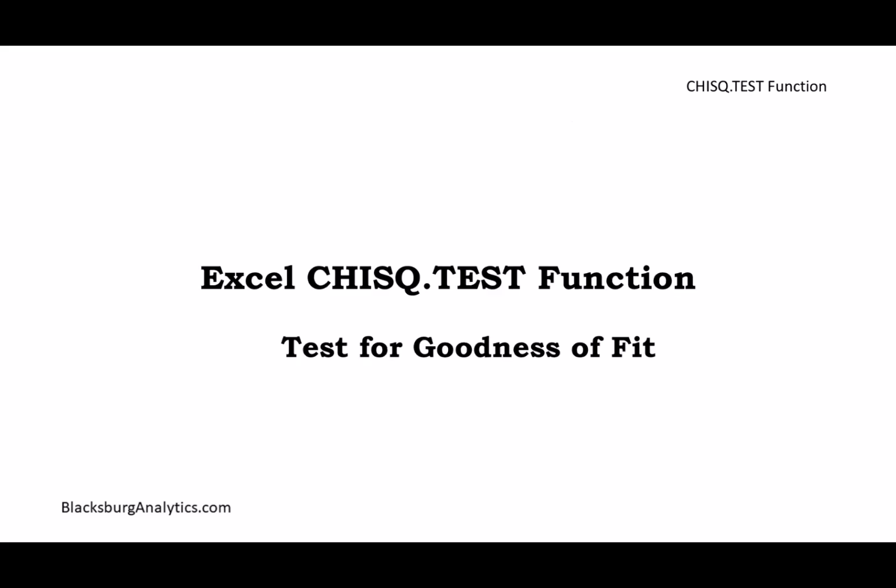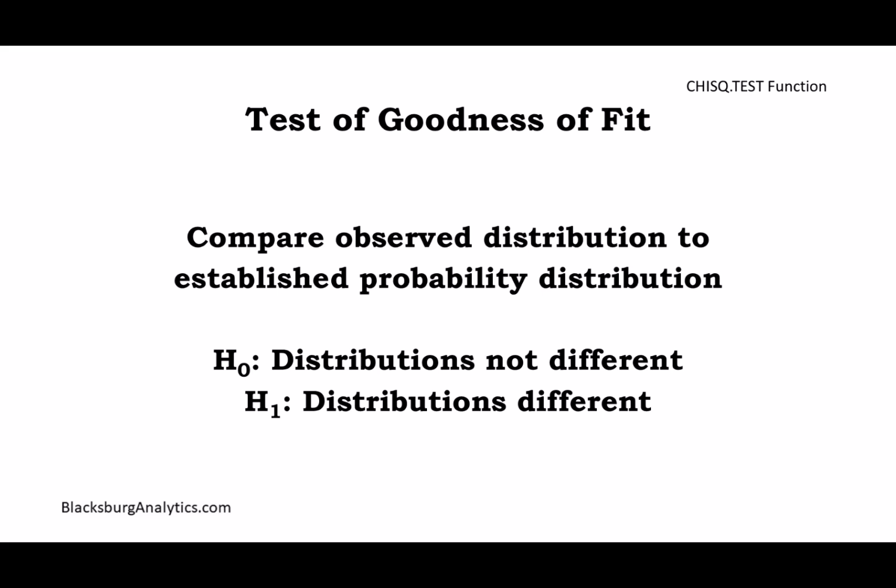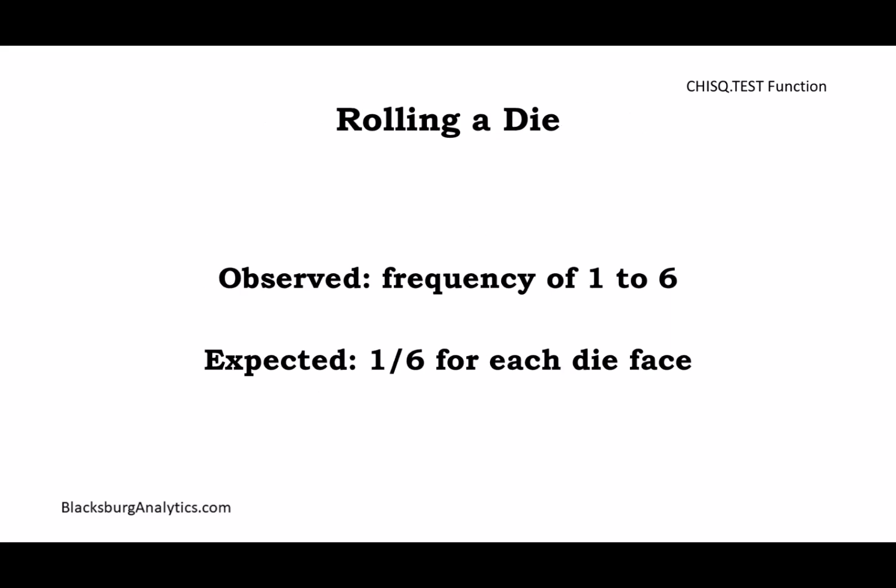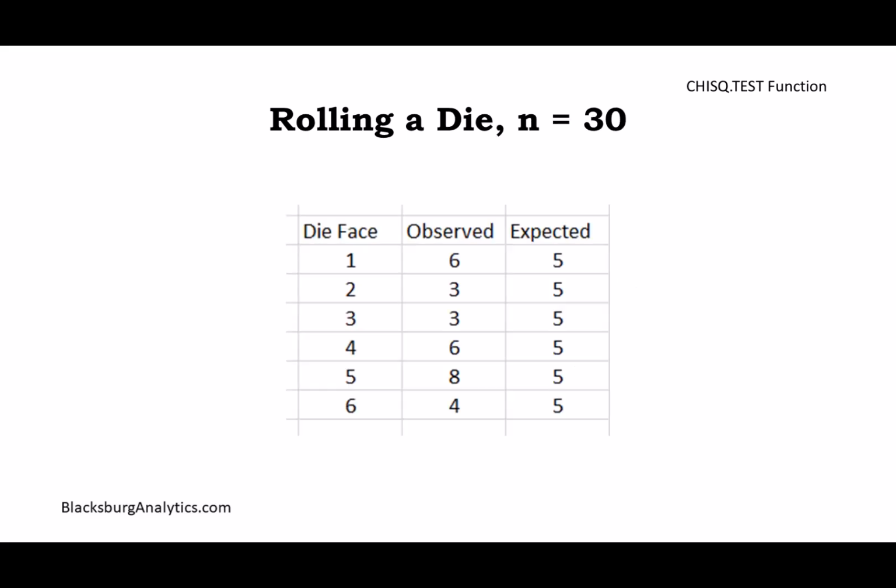A test for goodness of fit compares an observed probability distribution with a specified probability distribution. The null hypothesis is that the distributions are not significantly different. The alternative hypothesis is that the distributions are significantly different. The usual example is comparing the actual outcome of rolling a die with the expected outcome. The expected distribution is an equal frequency of values from 1 to 6.